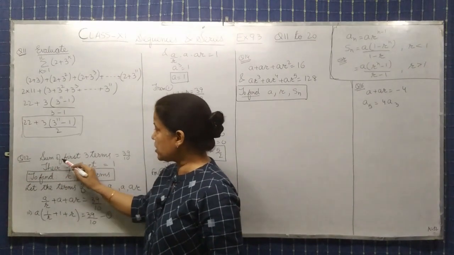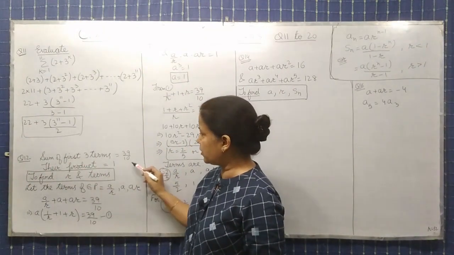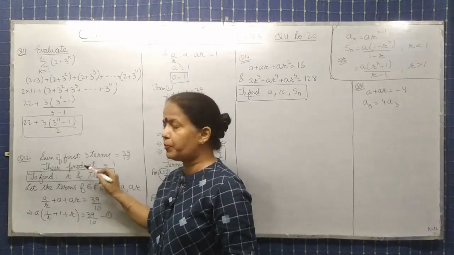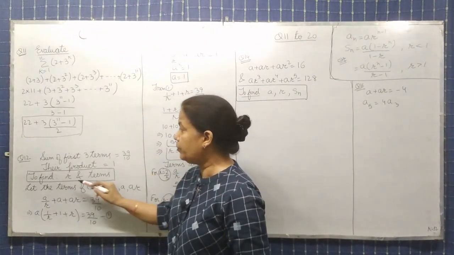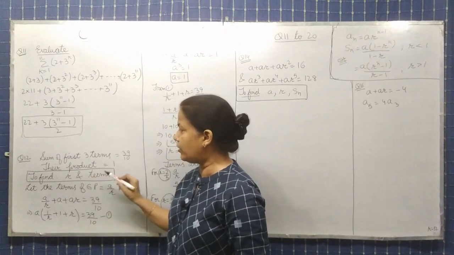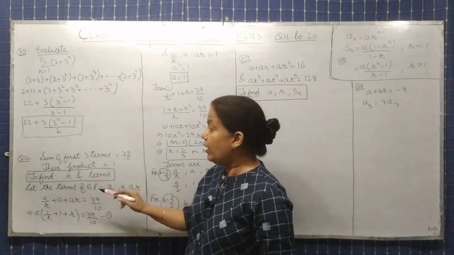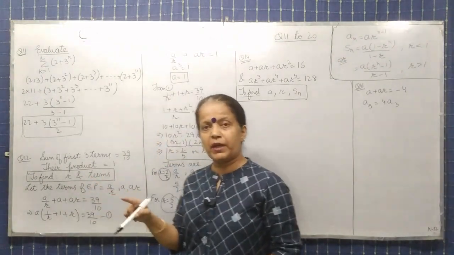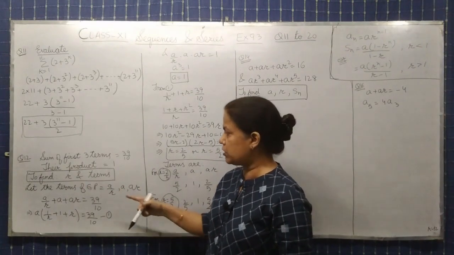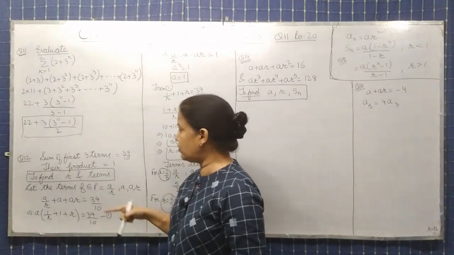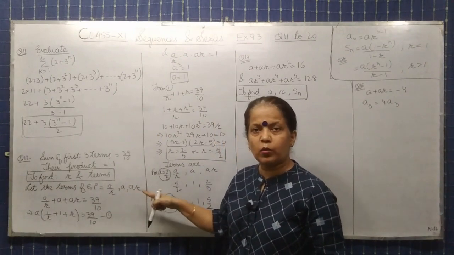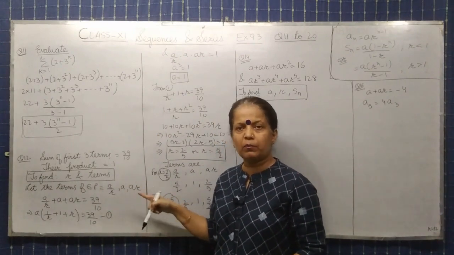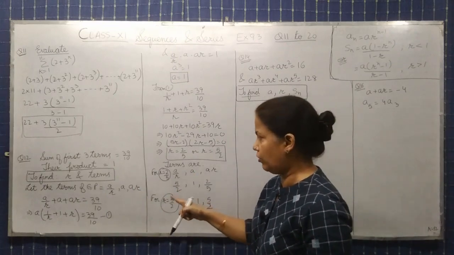Question 12. It is given the sum of first three terms is 39 by 10 and their product is 1, and we have to find R and all the three terms. Here, as I explained in the previous video also, you will take the terms as A upon R, A and AR. With the help of this, it will be easy for you to solve it.